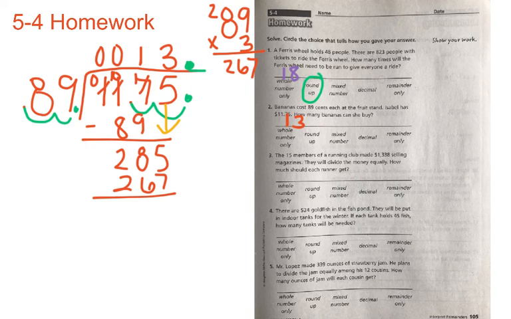Now I have to figure out what I am going to circle here. What do I need? Well, it's whole number only, because I cannot buy a part of a banana. So number 2 is 13 and whole number only. Let's go ahead and move down to number 3.